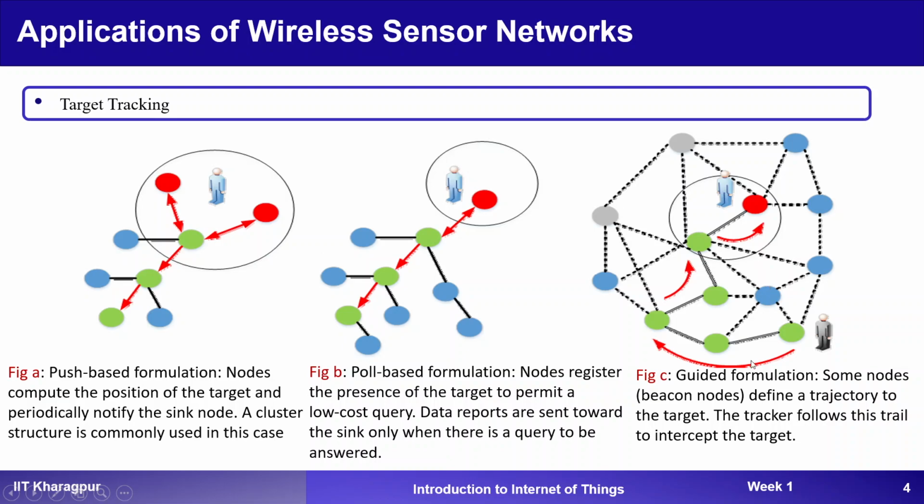And the third type is your guided formulation. In case of your guided formulation, there are some nodes which are called your beacon nodes. These beacon nodes provide the trajectory of where your target can be. And on the basis of that trajectory, your sensor nodes are going to follow that information and are going to track your target.